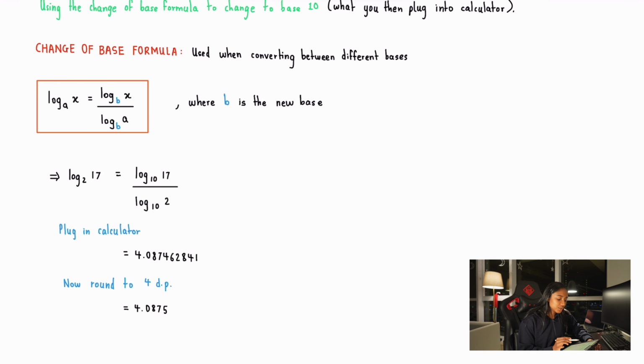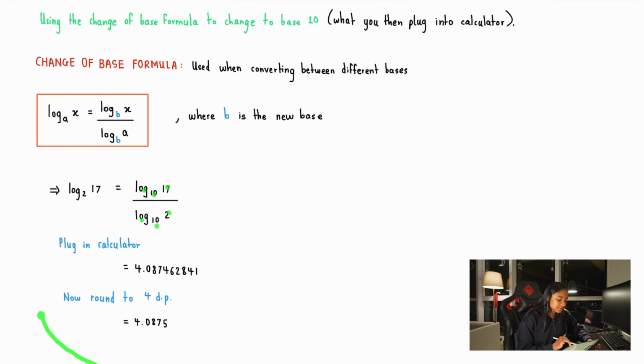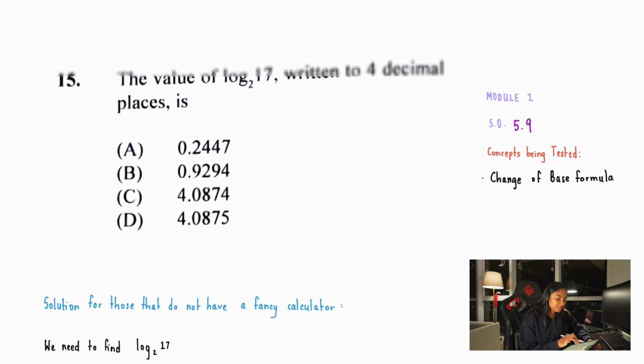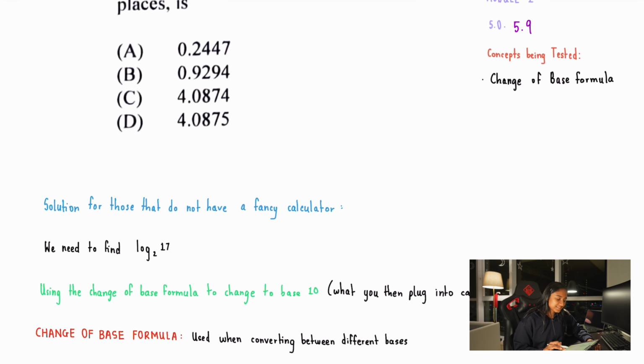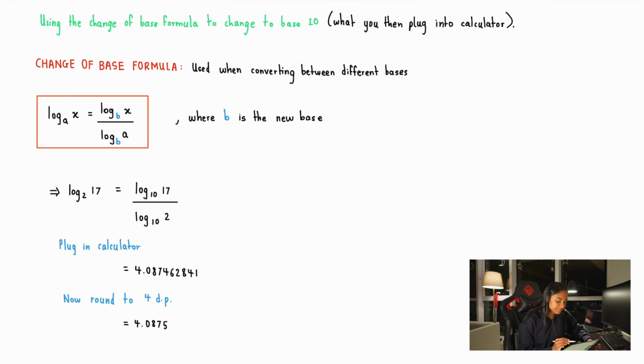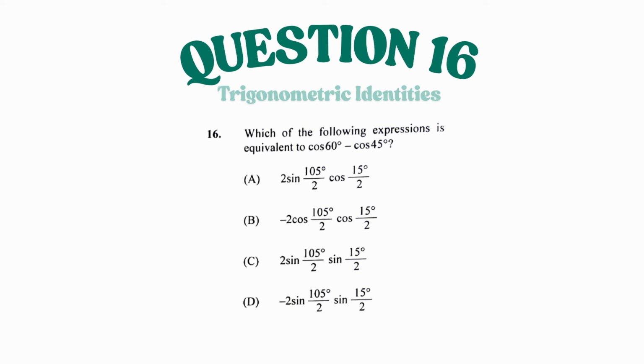And this is how you convert it, right? So in this case, our new base is 10 and our old base is 2. We put our old base here. So it'll be log base 10 of 17 over log base 10 of 2. And then when we plug it into the calculator, we get this, right? The question specifically asks for 4 decimal places, although this is quite blurry. Put on your glasses. So we have 1, 2, 3, 4. The next digit is greater than 5, so this becomes 5. So when we round to 4 decimal places, we have 4.0875, and that is the answer.